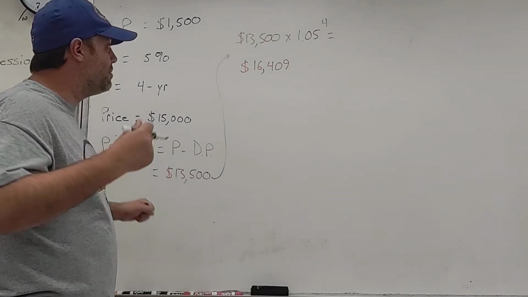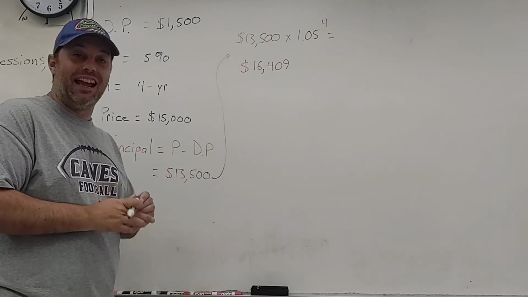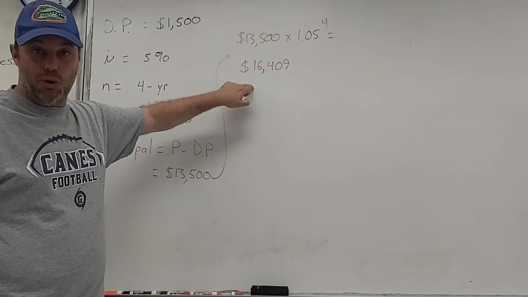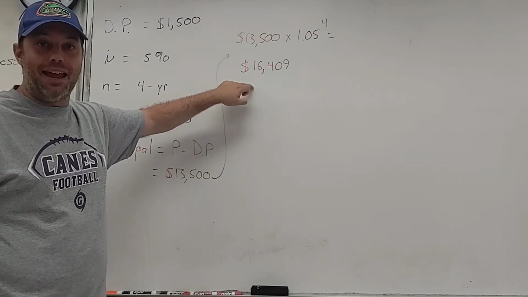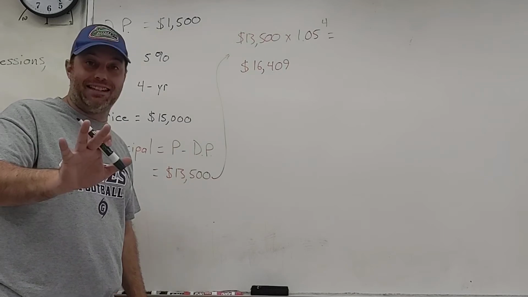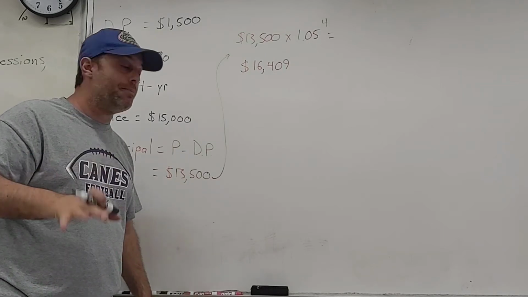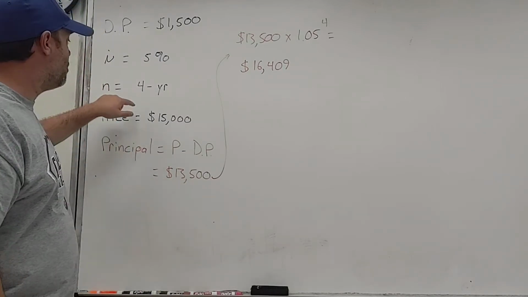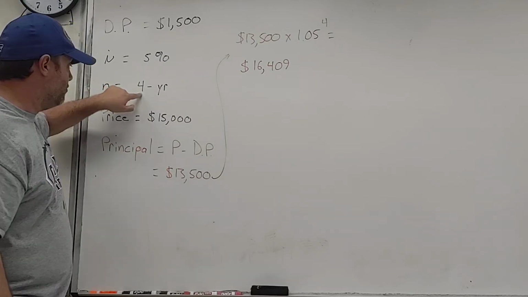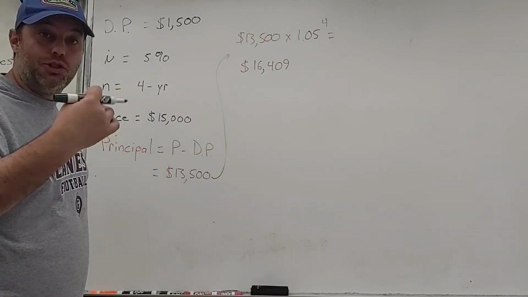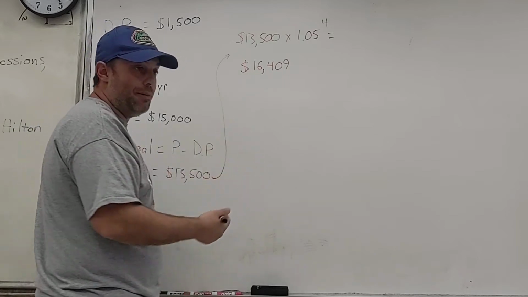Okay, one last piece of business, one last step. We're now going to take the total amount that's going to be paid, and we're going to divide that by the number of payments. To find the number of payments, all we're going to do is take the number of years times 12 months, okay? We got 12 months in a year.